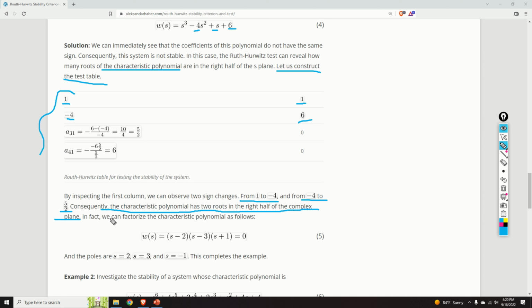And in fact, we can factorize the characteristic polynomial as follows. Basically, we can factor the roots or the poles, and we can see that the roots are s is equal to 2 and s is equal to 3. Consequently, this confirms the findings of the root stability criterion.